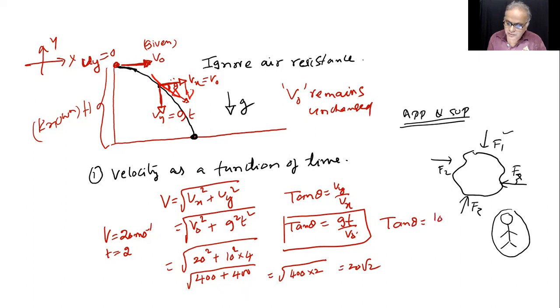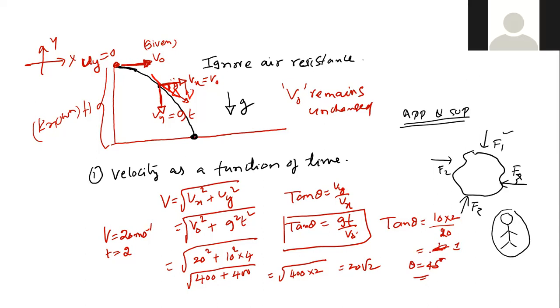gt, 10 into 2 time, by v naught 20. V naught is how much? 20. So what do I get? 1 by 1, 1. That means theta is 45 degrees. 45, after time 2 seconds.